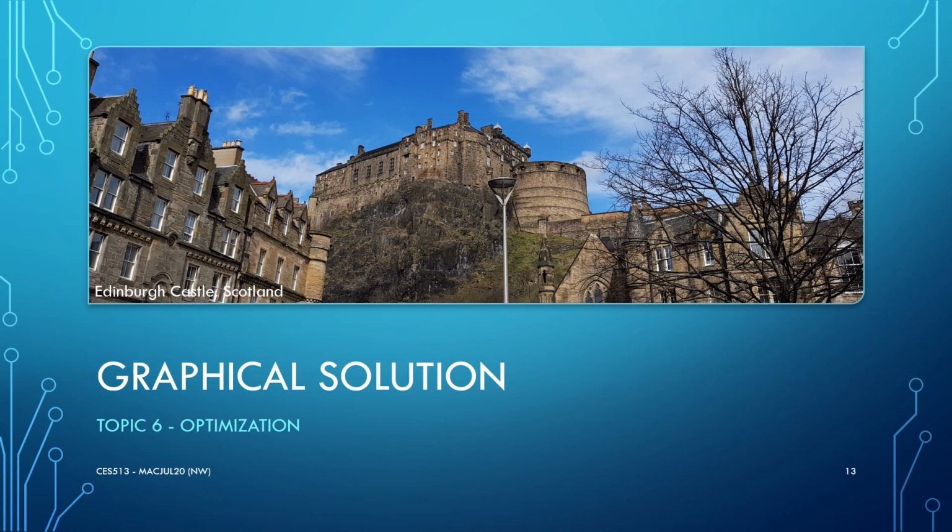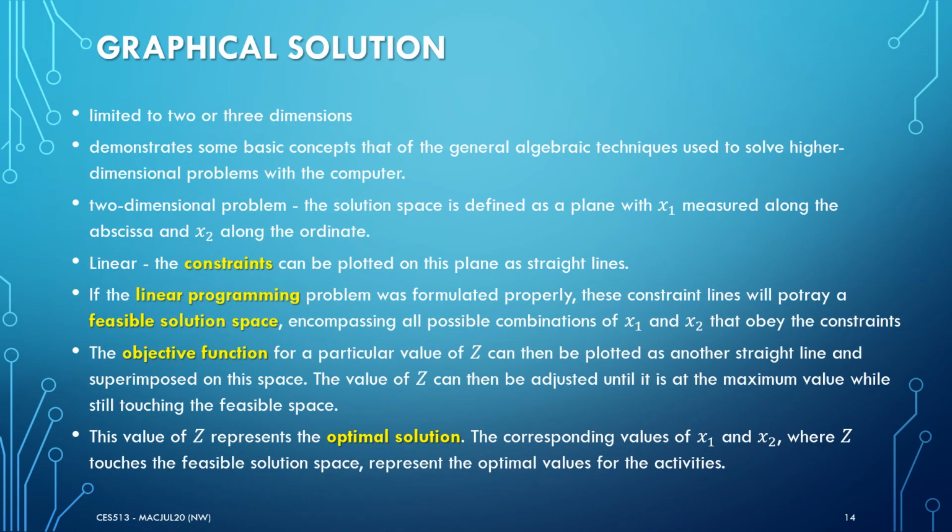Alright, the next subtopic in this chapter is graphical solution. This is one of the methods in optimization. Because they are limited to 2 or 3 dimensions, graphical solutions have very limited practical utility. However, they are very useful to demonstrate some basic concepts that underlie the general algebraic techniques used to solve higher dimensional problems with the computer.